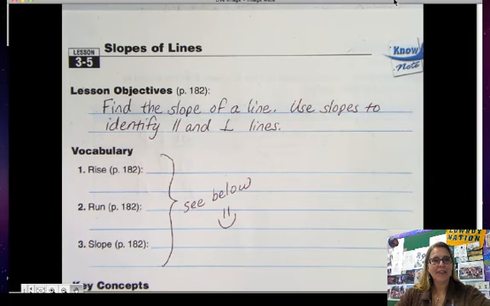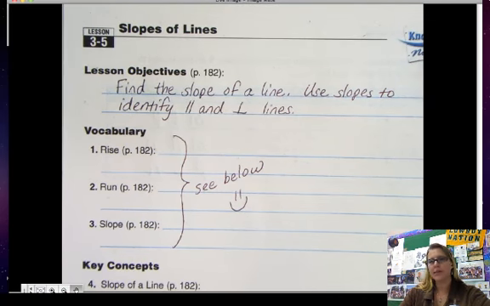All right, today we are going to do lesson 3-5, slopes of lines. Our objective today is to find the slope of a line and then to use those slopes to identify parallel and perpendicular lines. I know that you have all learned slopes of lines before, so we're going to start off with a little review on what a slope of a line is and how to find it.